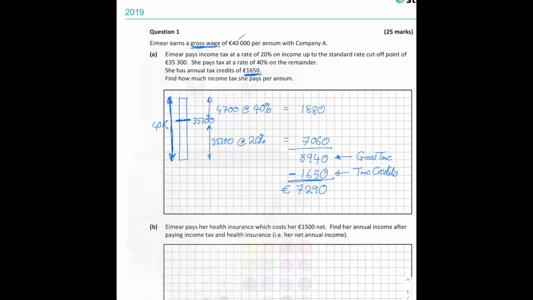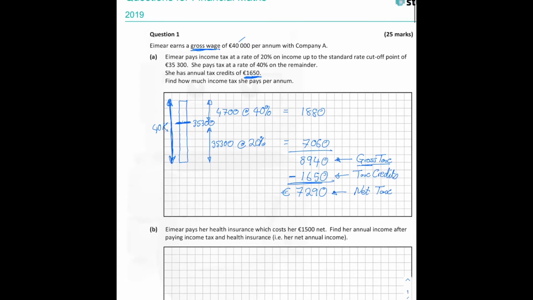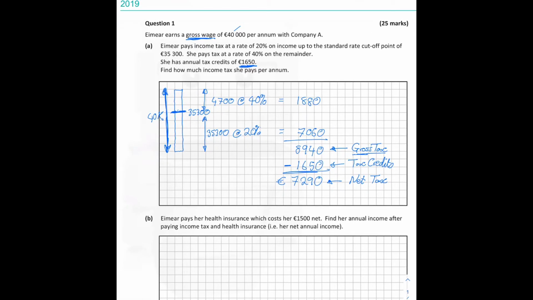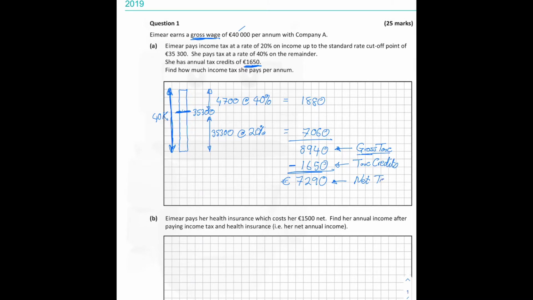And just like we would call this figure up here gross tax, technically we can call this guy down here net tax. So the question could have said, find how much income tax she pays per annum. It could have said, find her net tax. Okay, so that's the technical word for 7290 there. That's her net tax. Okay, so that's the first part done.